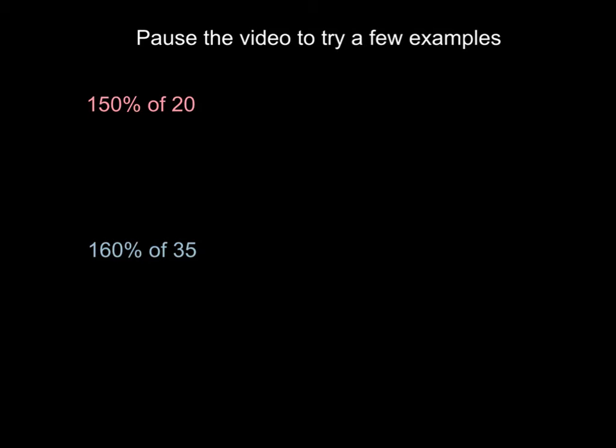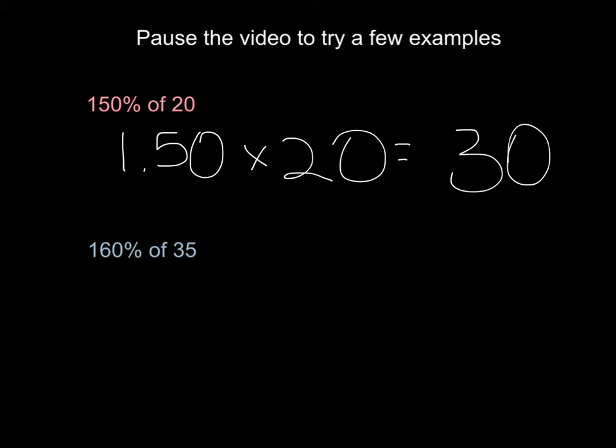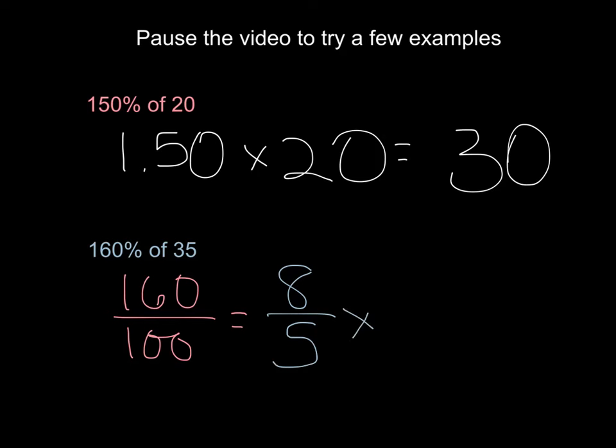The first example is 150% of 20. So this one we're going to turn the percent into a decimal, and we get 1.5 times 20, which will give you 30. For the next example, we're going to turn it into a fraction. So we have 160 over 100, which you can simplify down to 8 over 5, and then you're going to multiply that by 20, which is going to give you 32.